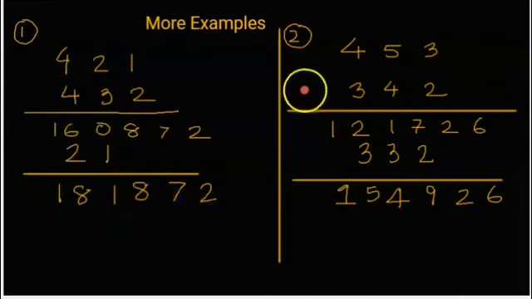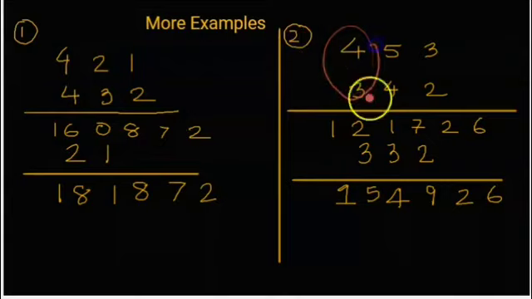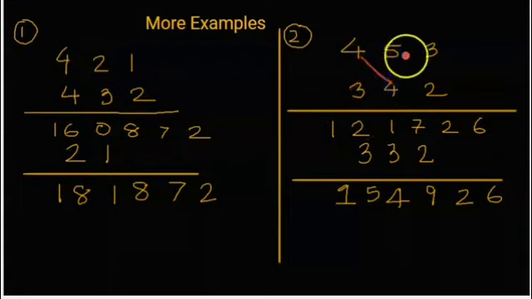Let us take a look at example number 2. 4 times 3, 12, 3 times 5, 15, and 4 times 4, 16, and 15 plus 16, 31. I have written over here 31. Next step, 3 times 3, 9, 5 times 4, 20, and 2 times 4, 8. So adding them together you get 37.